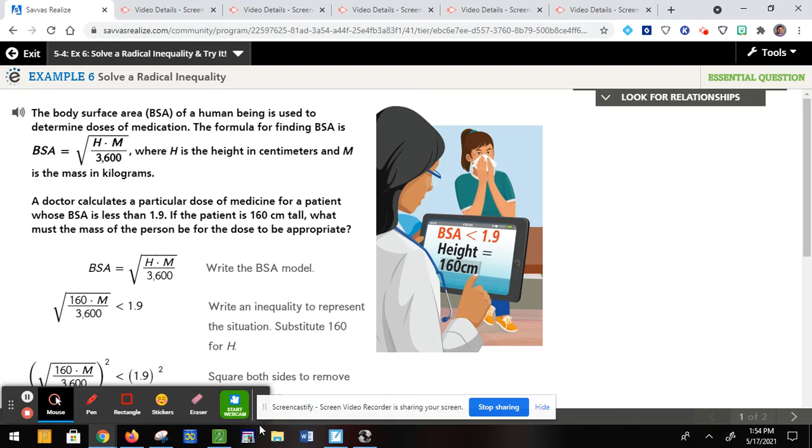So their BSA must be less than 1.9. So the BSA is this. 1.9 will be on the other side of the inequality. 160 is the height, so that goes in for h, and we're going to solve for m. So this equation we're going to solve for m.